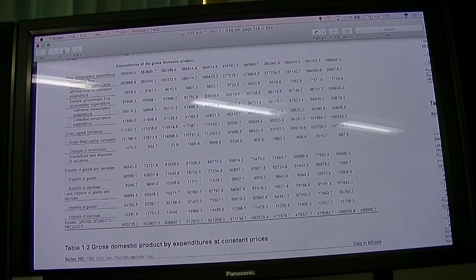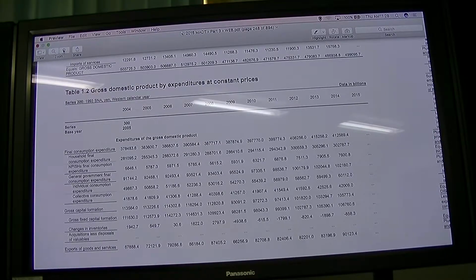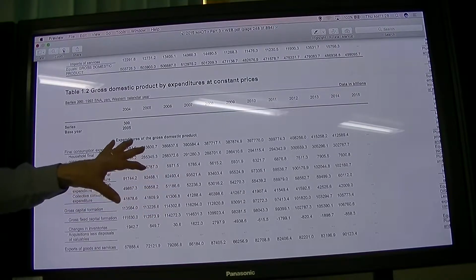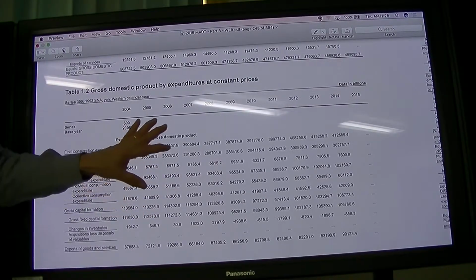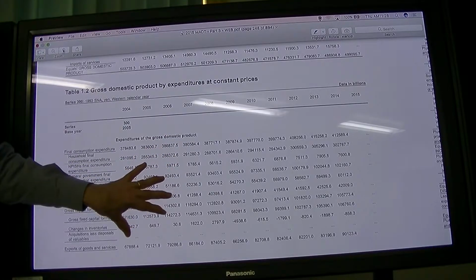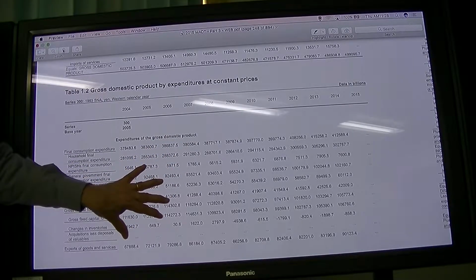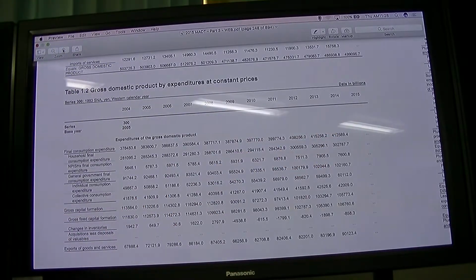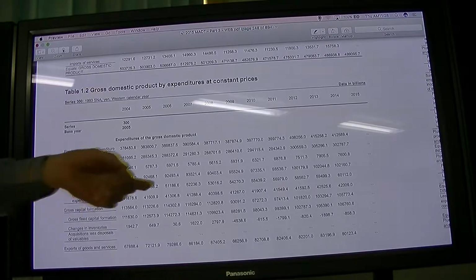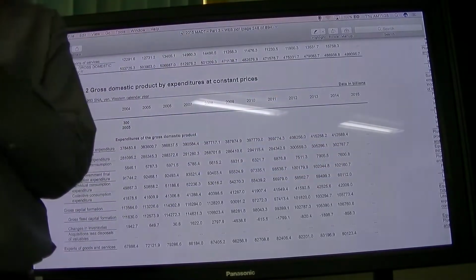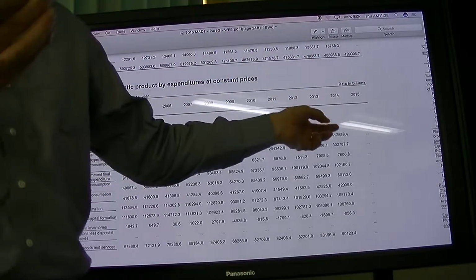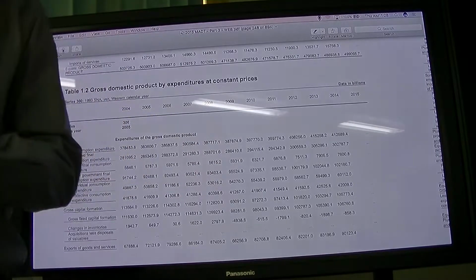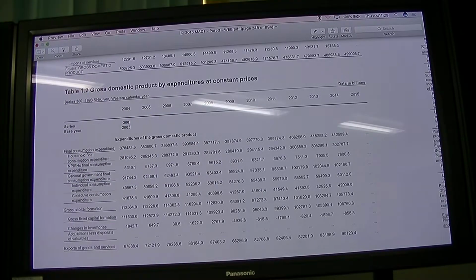We also have, the next table is gross domestic product by expenditures at constant prices. I haven't talked about this yet. We'll talk more about this later. What this does is it takes into account the change in prices, because prices may change from year to year. So the value of 100 yen in 2014 is different from 100 yen in 2013, and different from 100 yen in 2008. They're not the same thing because prices change.